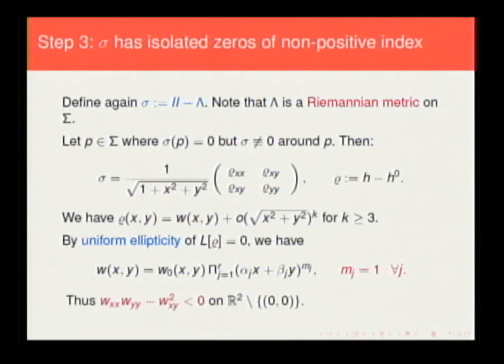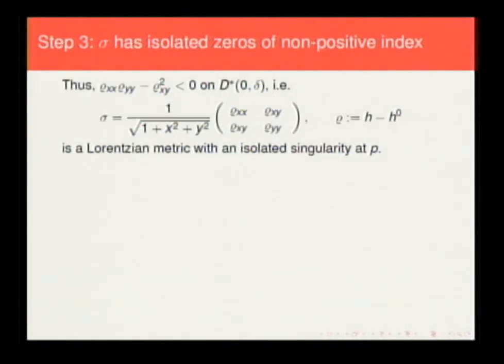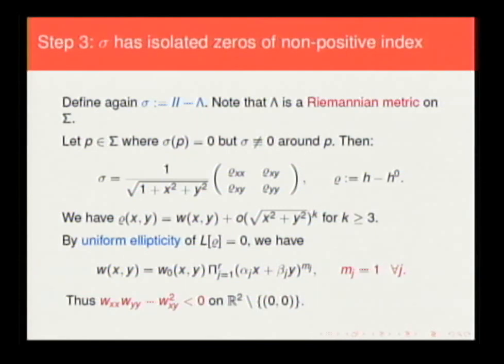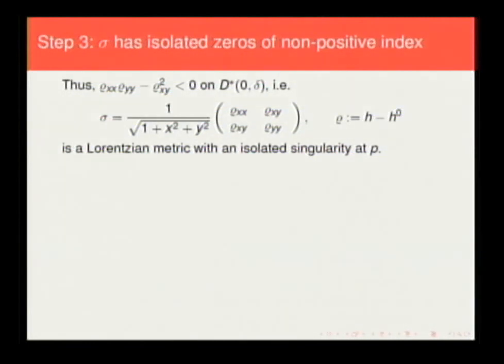If this is true, it is not difficult to prove that W satisfies that the determinant of its Hessian is negative around the origin. Rho is controlled by W, by this polynomial. This polynomial satisfies this condition, so rho around the origin also satisfies this condition. So sigma is in fact, because the determinant is negative, a Lorentzian metric with an isolated singularity at the point P, in the punctured domain around 0.